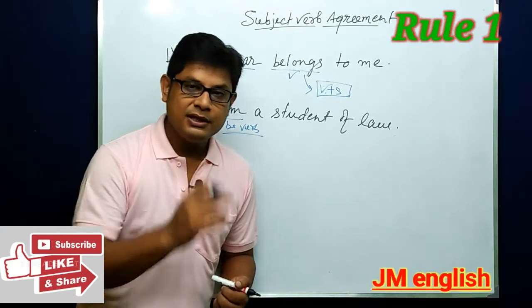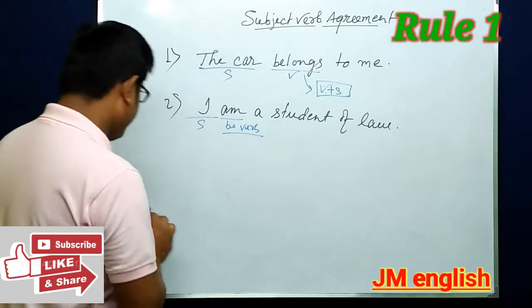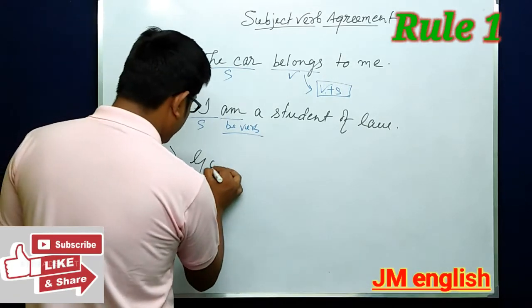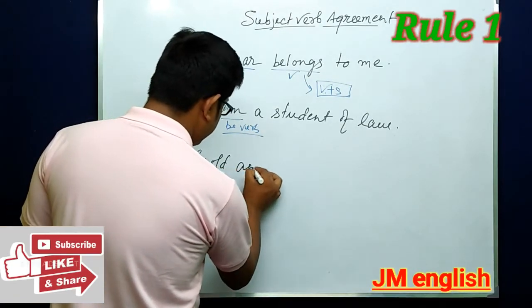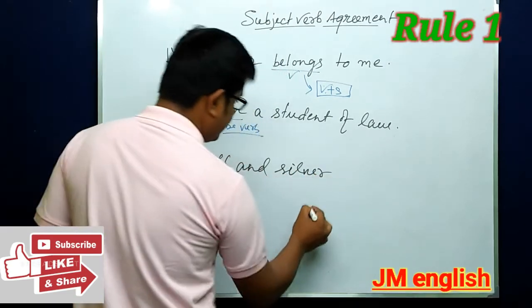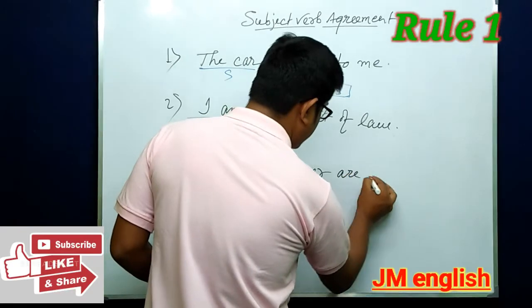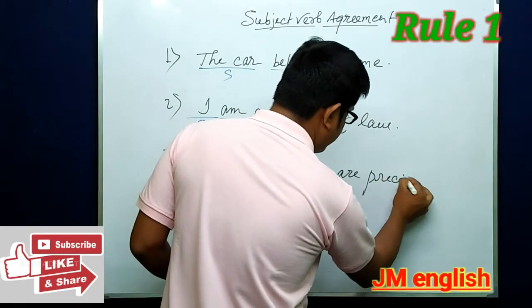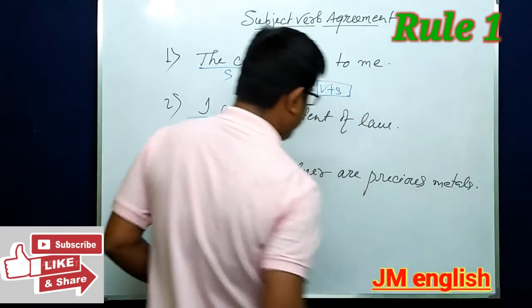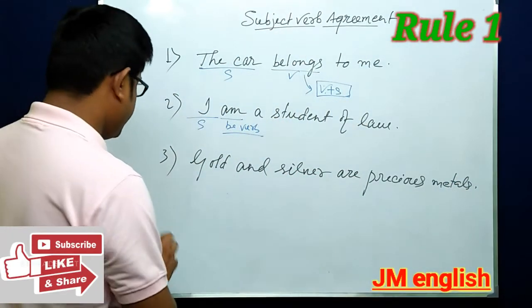How? Let's have one sentence. You can write that gold and silver are precious metals. Right? Now look at this.